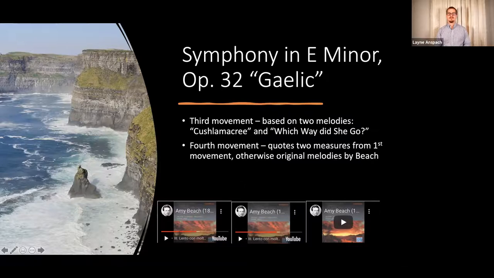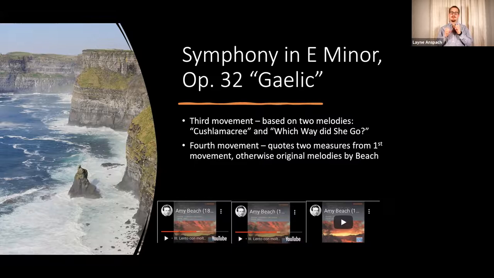We'll stop there with that. So you've got this very somber moment from the strings for that third movement. Now the fourth movement, as I said previously, the first three movements are all previously composed melodies, Irish melodies of some sort. The fourth movement is actually the only movement that doesn't have any source material, in that Beach wrote new melodies for this.